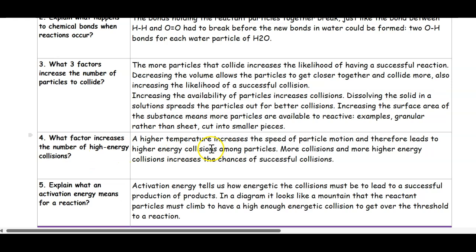What factor increases the number of high energy collisions? A higher temperature increases the speed of particle motion and therefore leads to higher energy collisions among particles. More collisions and more higher energy collisions increases the chance of successful collisions.